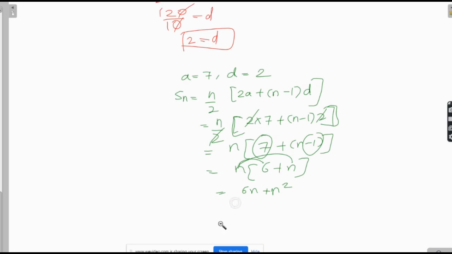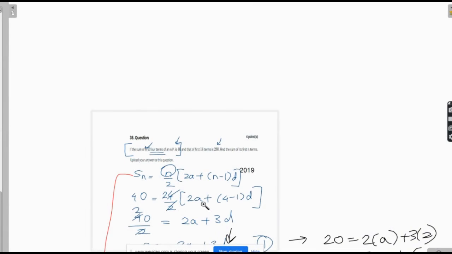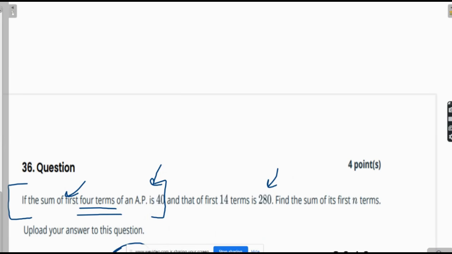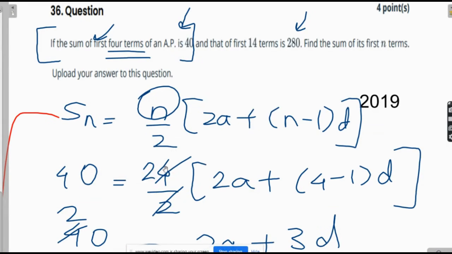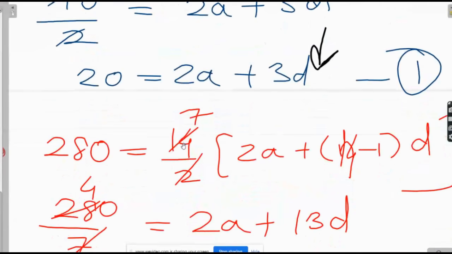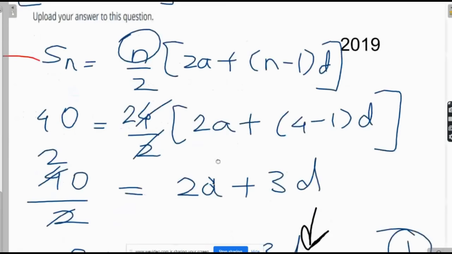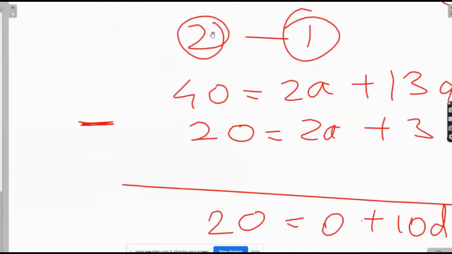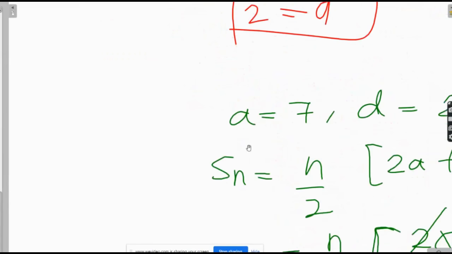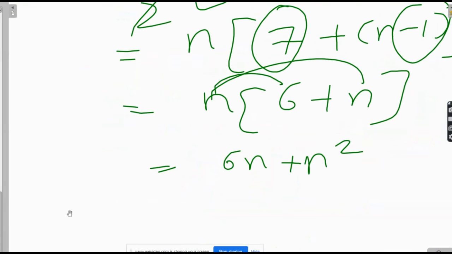So you understood the question is broken down into 3 parts. First part was sum of 4 terms was 40. Second part was sum of 14 terms, sum of 14 terms was 280. And the third part was sum of n terms is what? So for that I will have to find a and d. So first I found out a and d, and then the question was sum of n terms. So n I have to keep as it is. n I don't have to find.